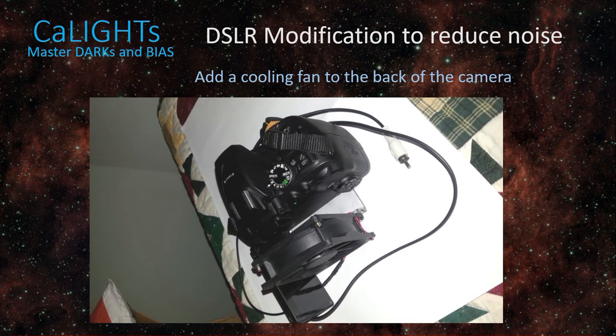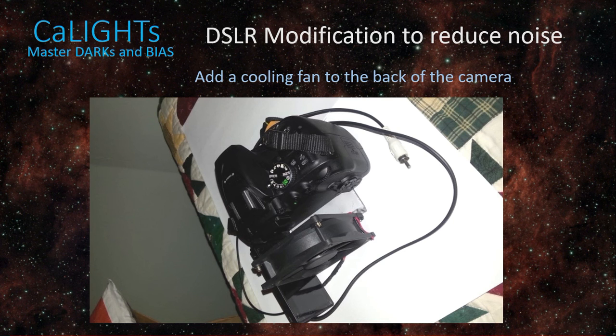Here is my modification. I made a bracket that holds a computer fan from an old computer. The fan is powered by 12 volts via the RCA cable shown. The articulated LCD screen is pivoted out of the way so that the fan can blow ambient air directly onto the rear of the camera. The fan helps the camera get rid of excess heat. This causes the imaging chip to run cooler, which significantly lowers its dark current.